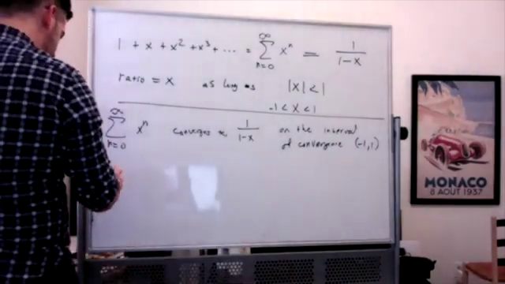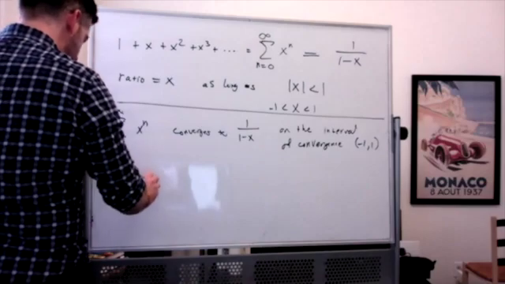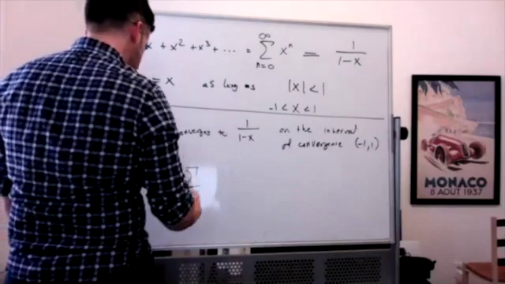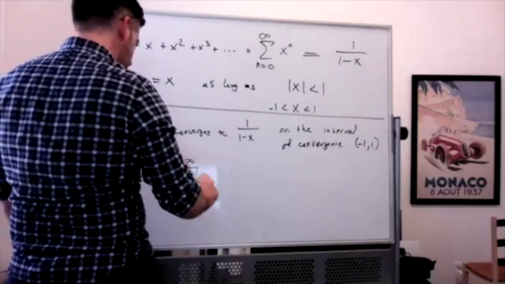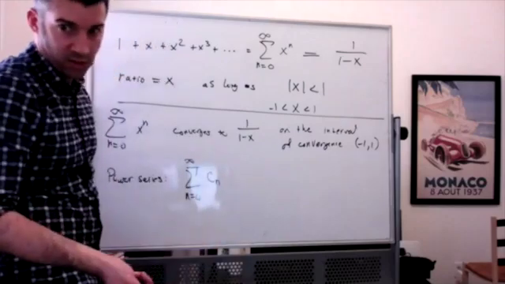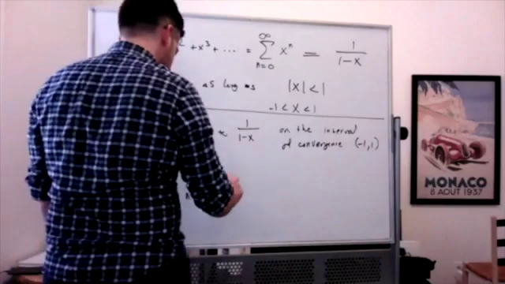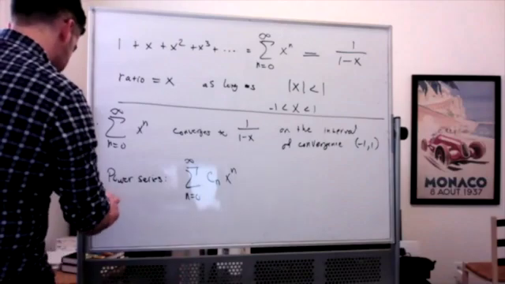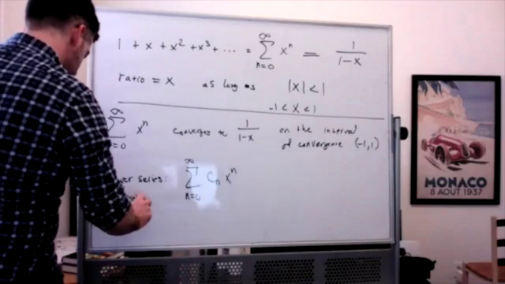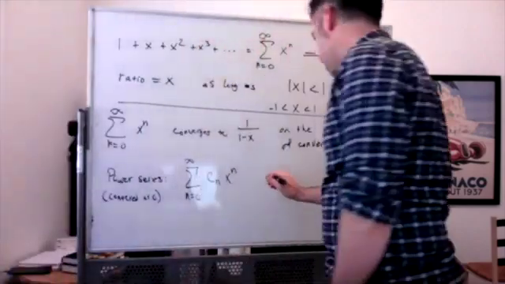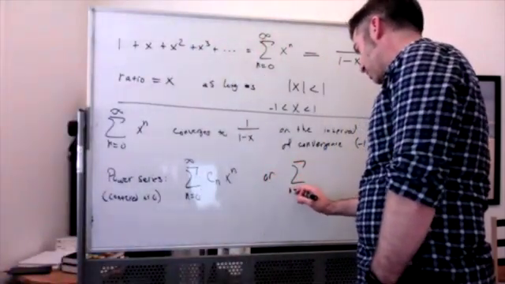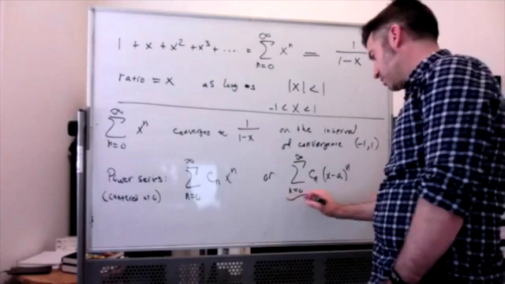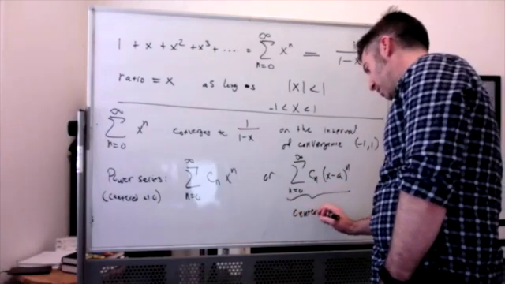So a power series just looks like this. A power series has this form: the sum from n equals 0 to infinity of some coefficient, which depends on what term we're at, times x to the n. This would be a power series centered about 0. And then you can also write it as the sum from n equals 0 to infinity of some coefficient times x minus a to the n. And this one is centered about a.